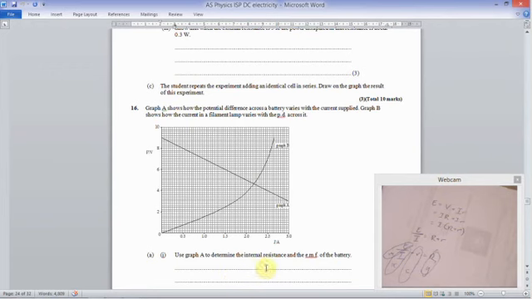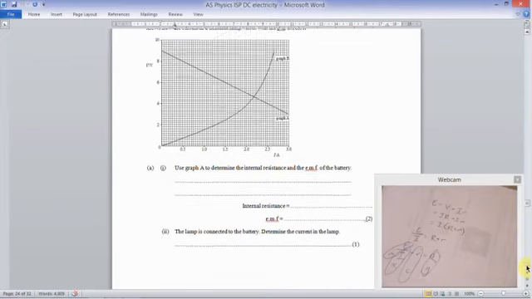So graph A determines the internal resistance and the EMF of the battery. So you look at the gradient for the internal resistance, remember, and the EMF as the intercept. So it's about 9 for the EMF. That's changed by about 6 divided by 3, so that's going to be about 2 for the internal resistance. Okay, so minus 2 is your gradient, so 2 is your internal resistance.